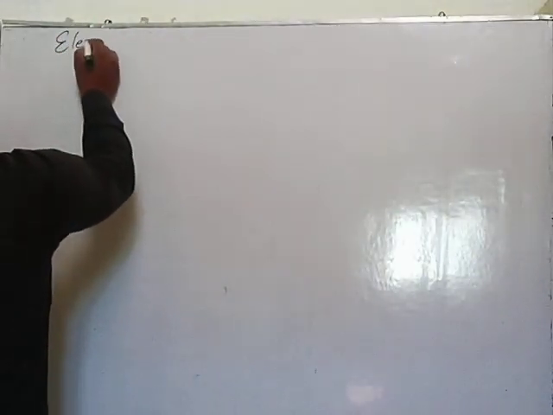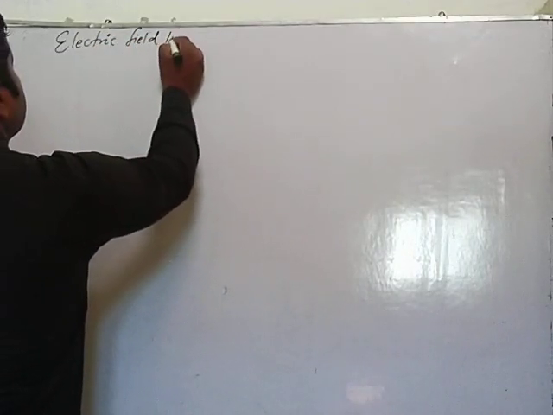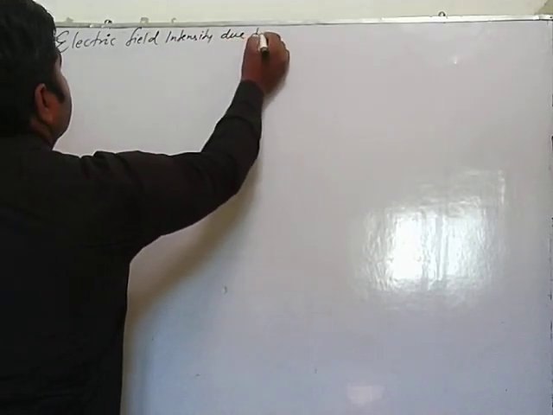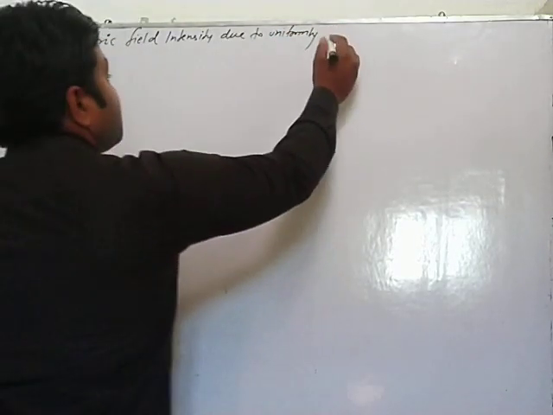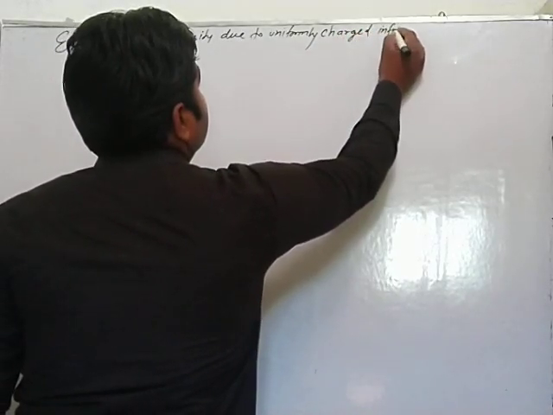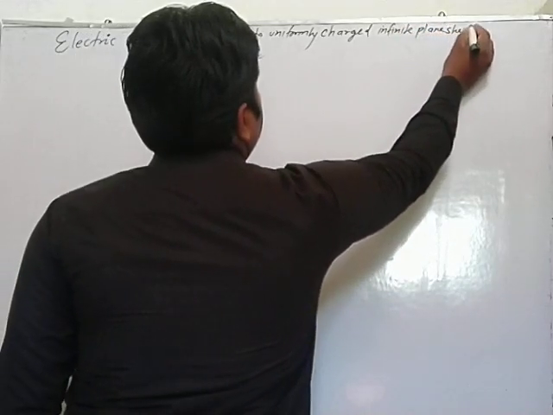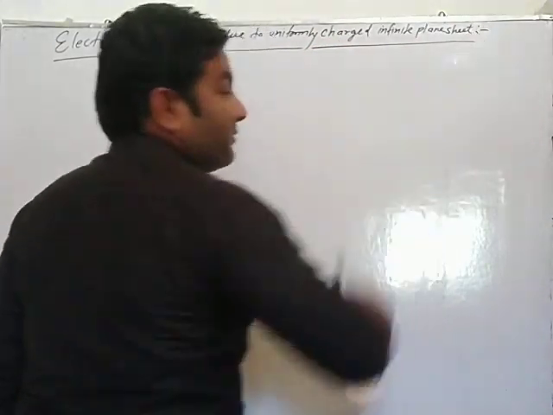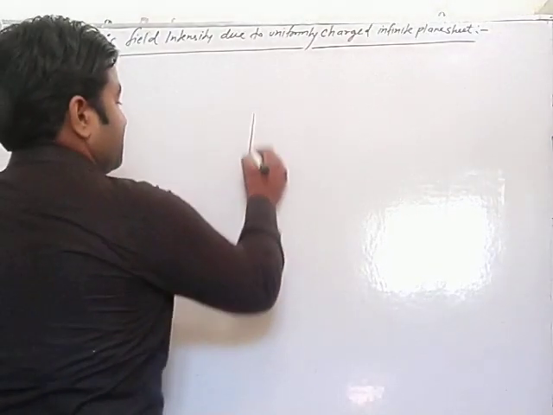Electric field intensity due to uniformly charged infinite plane sheet. Very simple concept. Whenever the diagram is clear, then you can derive very easily. Let's see what is the concept of the diagram.